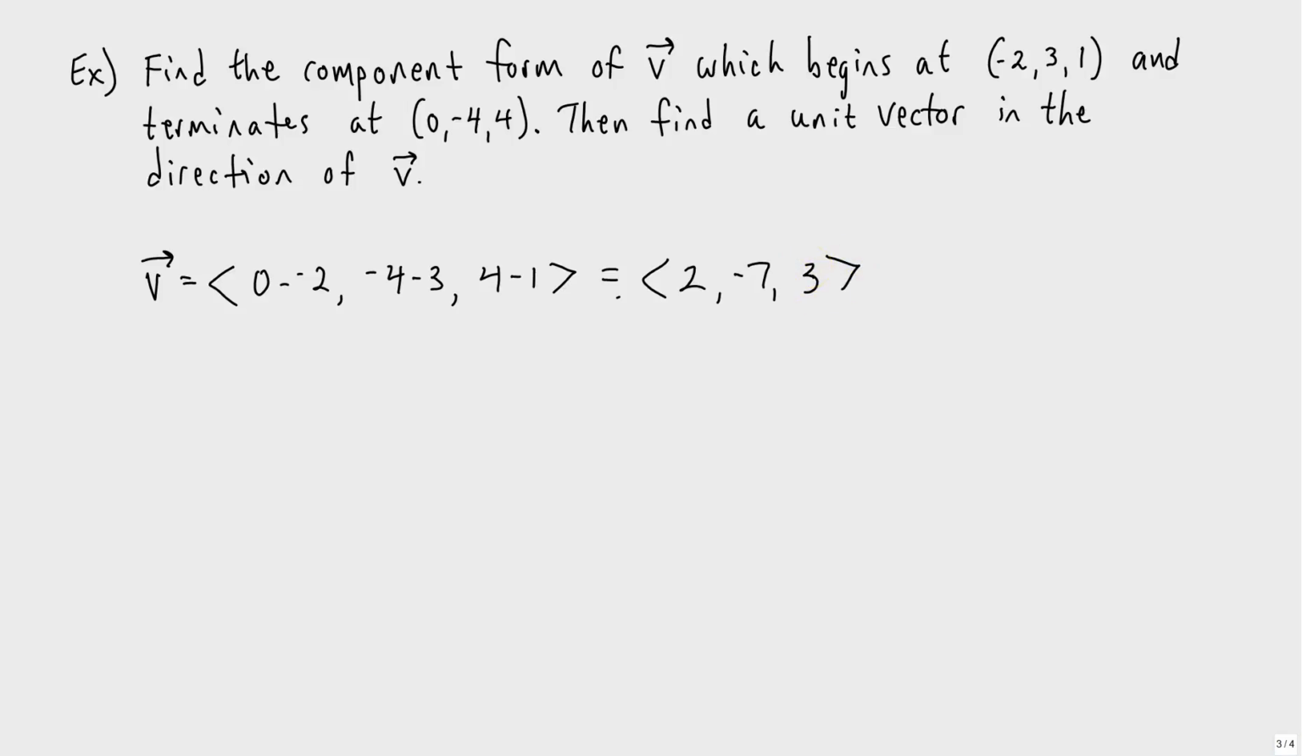So we're going to refer to this vector as the one that starts at 0, 0, 0, and then terminates at 2, -7, 3. So there's its component form. Then we need to find a unit vector in the direction of that. So this vector does not have a length of 1. So let's find a unit vector that's in the same direction as this one. First, let's find the length of this vector v.